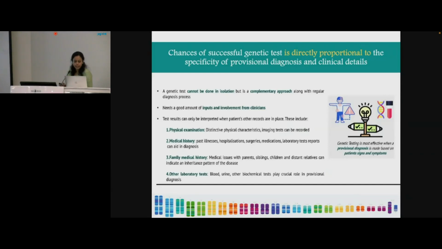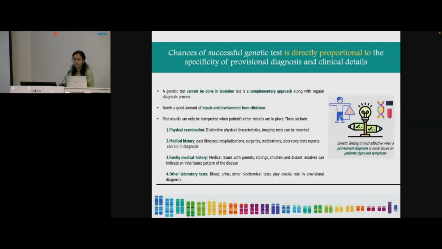The test results can be interpreted when a patient's records are in place, which includes a complete physical examination. We need to have the information of the complete physical examination. You need to have the distinctive physical characteristics, and imaging tests can be recorded. Then number two is medical history, which is very important. We need to have information about past illnesses, any hospitalizations or surgeries performed, medications, and other laboratory tests available, which need to be placed on the record. The third one is family medical history.